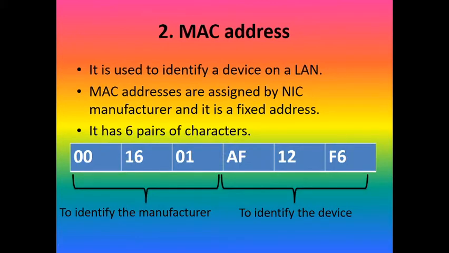The second one, MAC address. MAC means Machine Access Code. This is a physical address of the computer. A MAC address is given to a network adapter or network interface card when it is manufactured. It has 6 pairs of characters like this. Now look at the first 3. The first 3 identify the manufacturer. The last 3 identify the device.